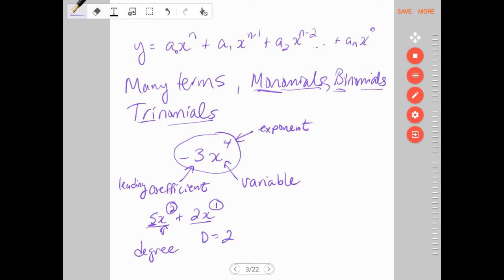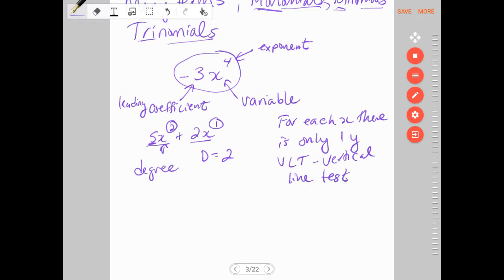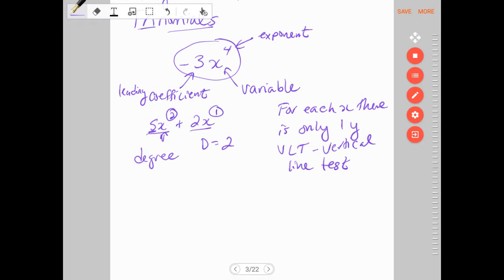So what makes this a function? A function occurs when it passes the vertical line test, when for each x there is only one y. To pass the vertical line test, I call it the VLT, it means that the vertical line would pass through the graph only once. So no matter where you put a vertical line on the picture, it would only pass through the graph once.